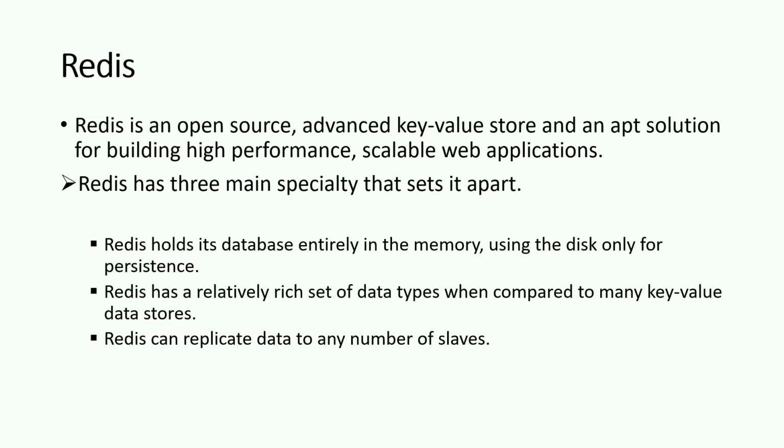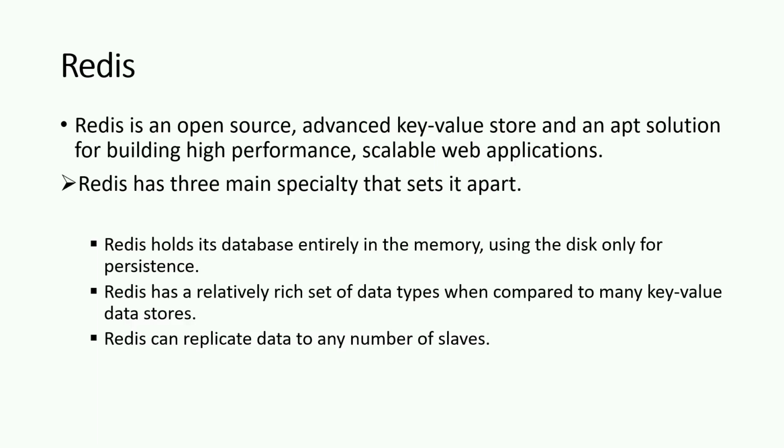Suppose there is data which is not changing consistently, then you can put that data in a cache and set a time to live of, say, 15 minutes. After 15 minutes, there will be a DB hit and it will automatically update the cache as well. Redis has 3 main specialities that set it apart.